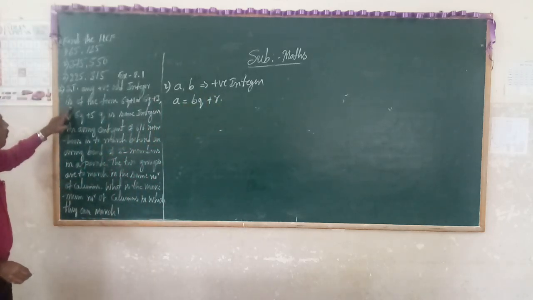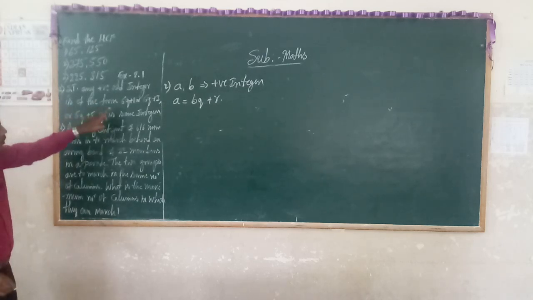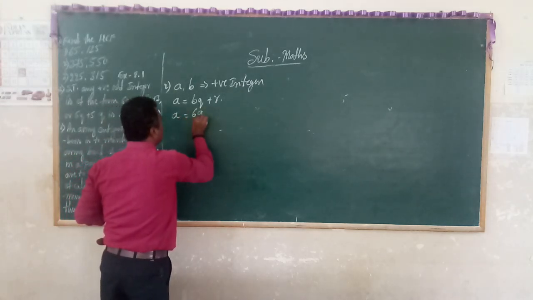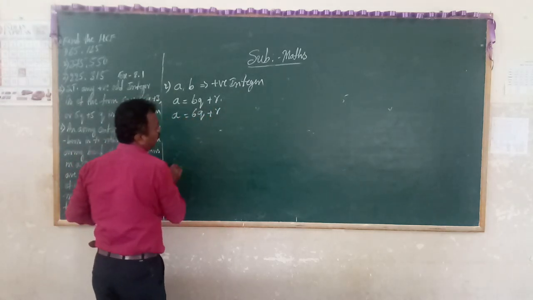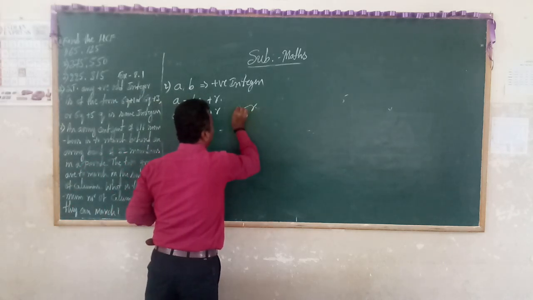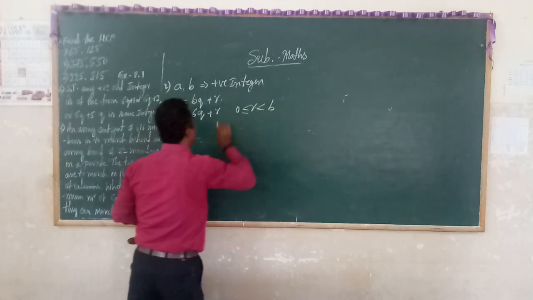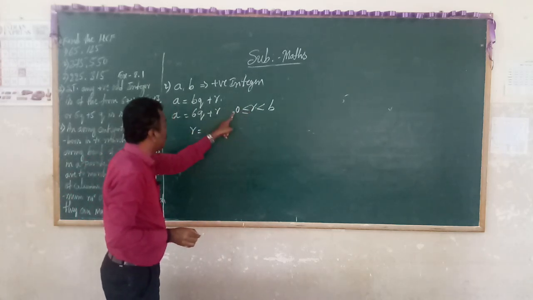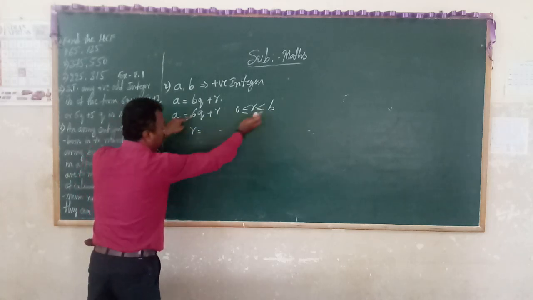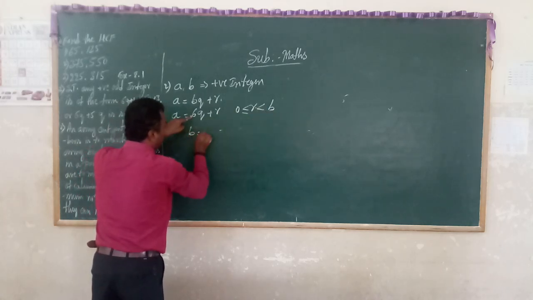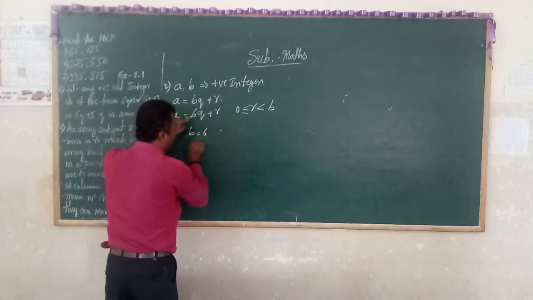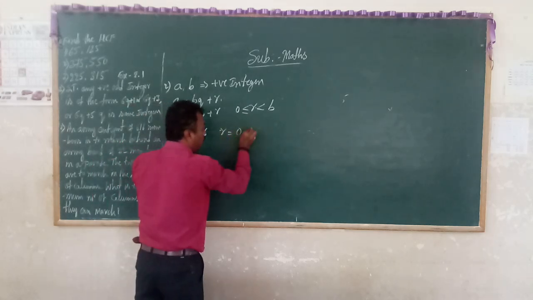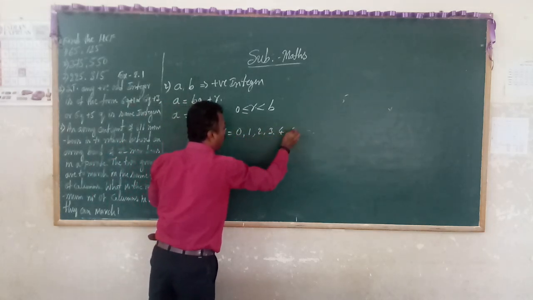Then any positive odd integer is in the form of 6q plus 1, 6q plus 3, 6q plus 5. Here a is equal to 6q plus r, where r is greater than or equal to 0 and less than b. So r is less than b. What is the b value? Here b is equal to 6. Less than b means 0 to 5. So 0, 1, 2, 3, 4 and 5.